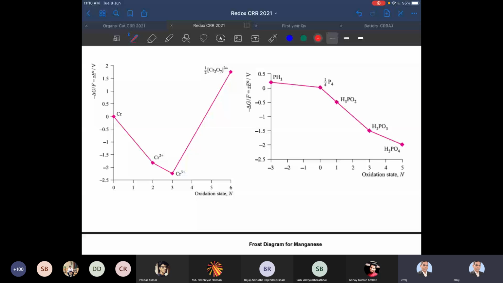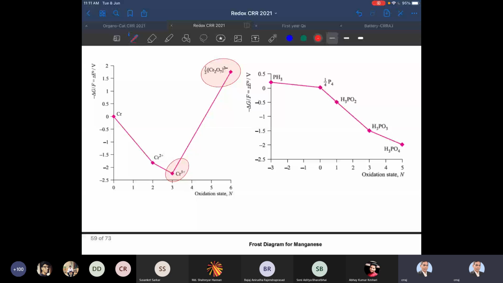Cr3 plus is the most stable oxidation state. Yeah, a little louder. Abhay Kumar: Cr3 plus is the most stable oxidation state. Cr2O7 2 minus, dichromate, is a strong oxidizing agent. Yes, very good. Dichromate, K2Cr2O7. You should have used this in your laboratory classes.